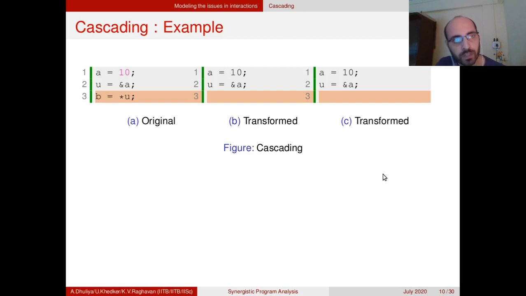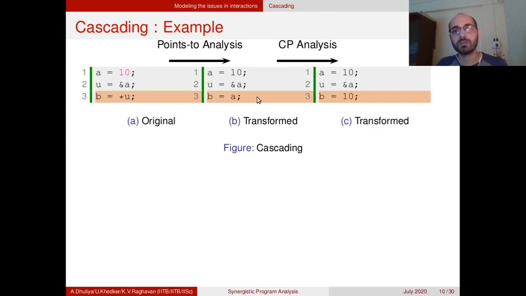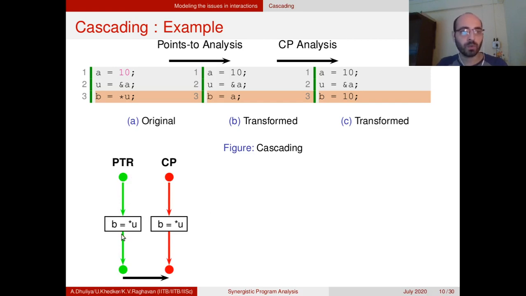One way to achieve this is cascading. For example, given this program, it will run points-to analysis first and transform *u to a. Then it will run CP analysis on it and transform b to 10. So points-to analysis runs first and evaluates *u, and then CP analysis uses the information from points-to. However, the information delivery is not very sound, because *u might point to more than one pointee, and that cannot be transformed into the program. It is not a valid transformation of the program.